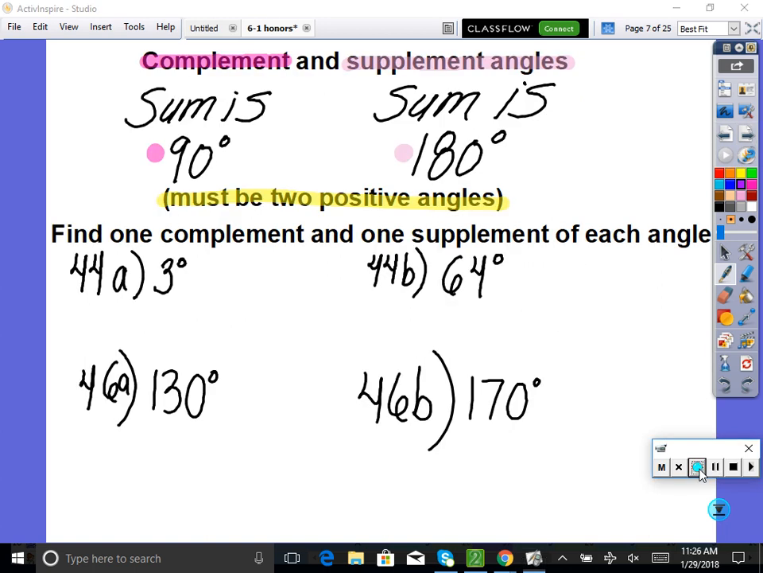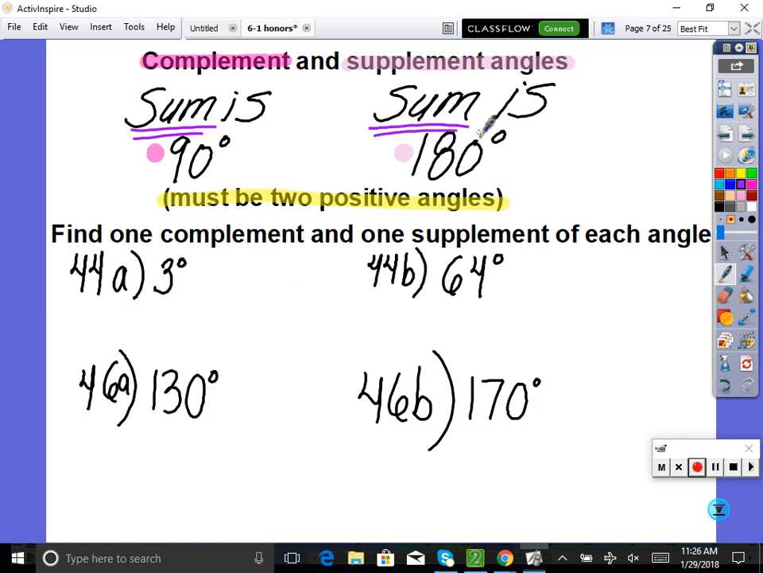So some more vocabulary, like I said, complementary and supplementary angles. Two complementary angles add up to be 90 degrees. Two supplementary angles add up to be 180. Now here is what tricks people. It has to be adds up to. It has to be the sum. It cannot be subtraction. You cannot do complementary angles with a negative and a positive. It has to be sum. So keep that in mind.